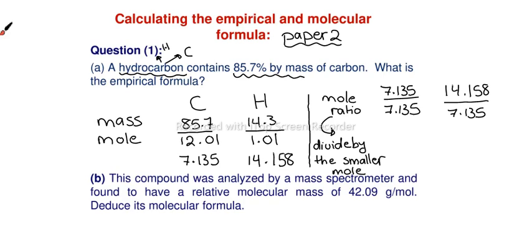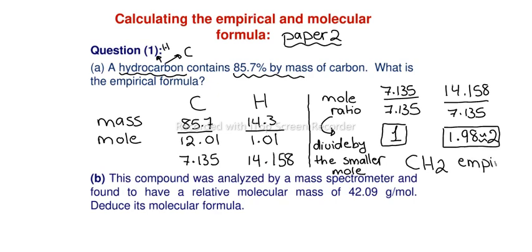After dividing, you're going to find that I have 14.158 divided over 7.135. It is 1.98. You can simply round it to 2. If you reach this step, you are done. The empirical formula will be the number that you have obtained in the last step. So you have 1 carbon and 2 hydrogens. This is called the empirical formula.